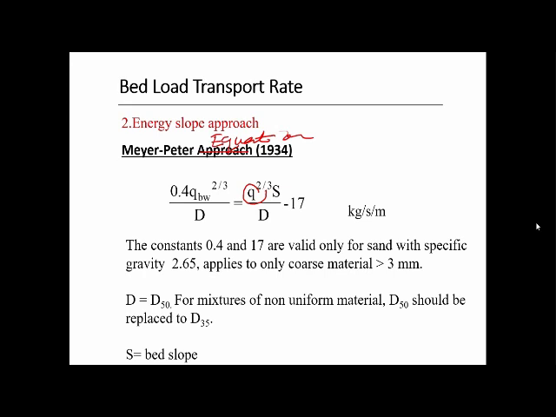So in this case, your D is equal to the D50 always. But if the question asks you that the particle is a mixture of the non-uniform particle, then D must be replaced by the D50. Okay? S here is your bed slope, it's your bed slope.